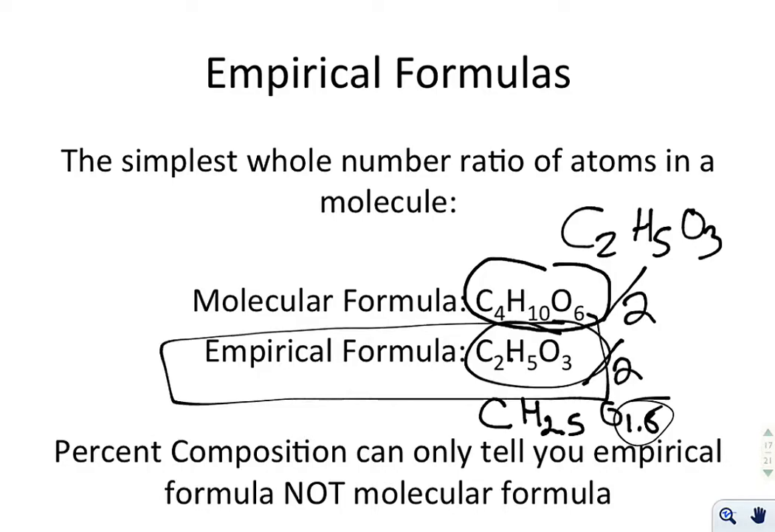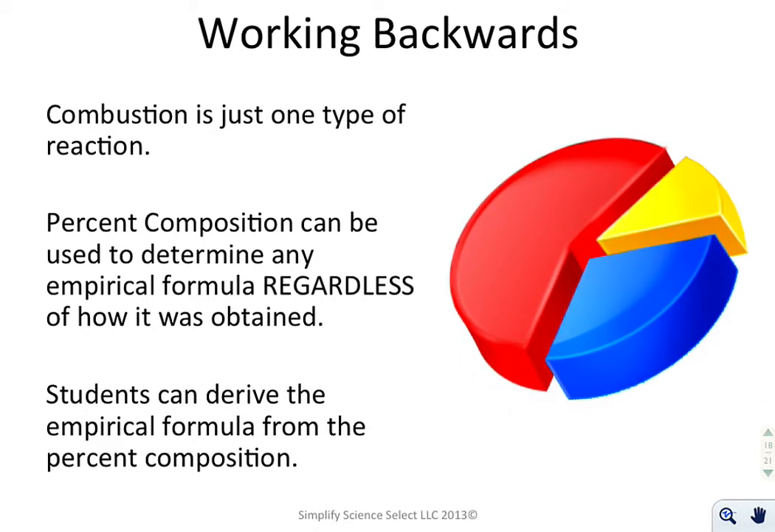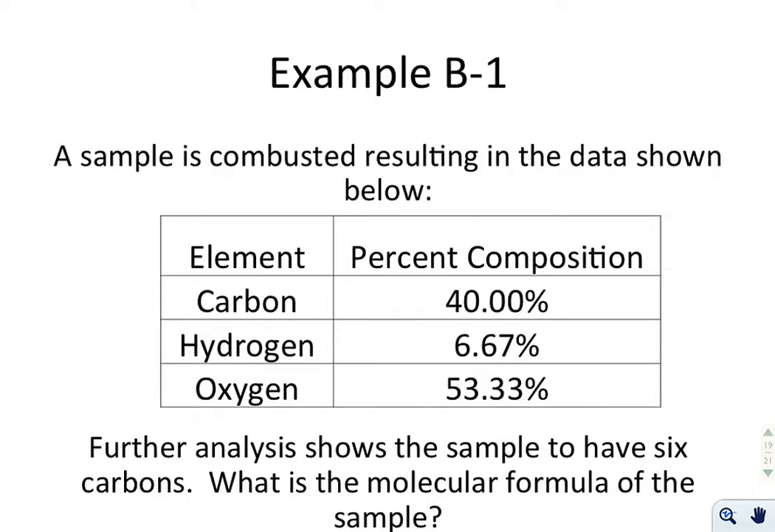And the percent composition, whenever we do those calculations, can only tell you the empirical formula. It cannot tell you the molecular formula. So you need to be careful about what you say as a result of your percent composition equations. Working backwards, combustion is just one type of reaction. There are lots of others in terms of percent composition, but regardless, if you're given the percent composition, you use the exact same process that we used with combustion. If you have any sort of percent composition data, you should be able to derive the empirical formula from it.